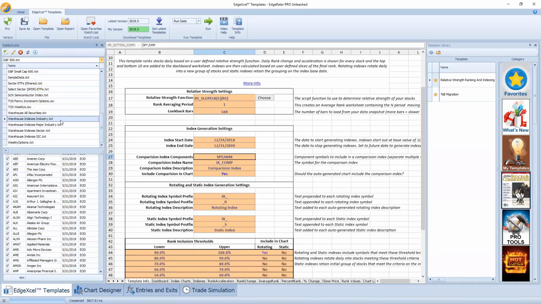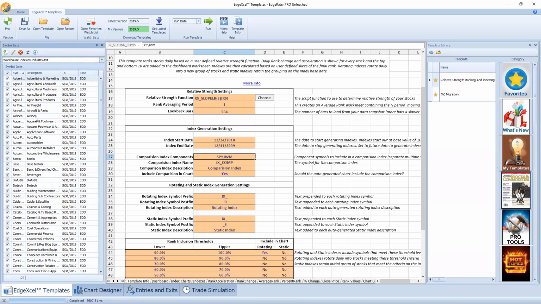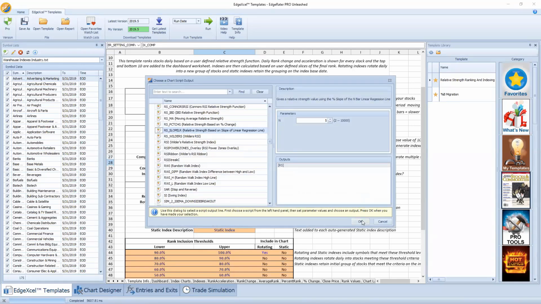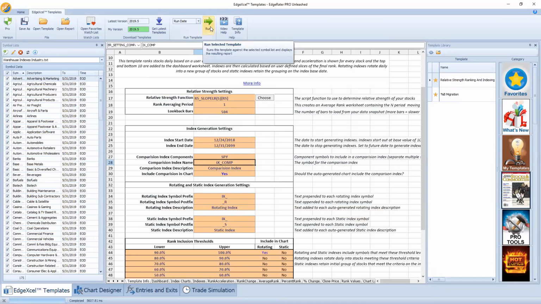So I could say, look, this is my list of industry groups that I've got. And now I can run this relative strength over my list of industry groups to see how they're comparing against each other. I have not ever tried this. So, what the heck, let's choose a relative strength function. Let's just keep this one. It's the slope of the linear regression line. And see what happens here. Could be interesting.